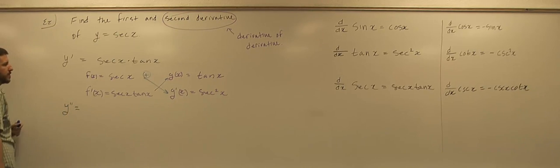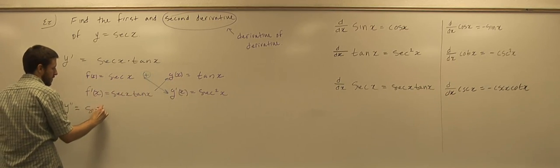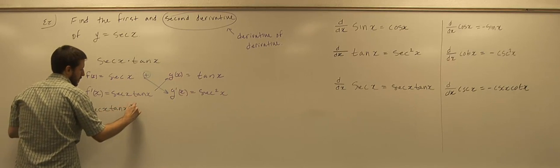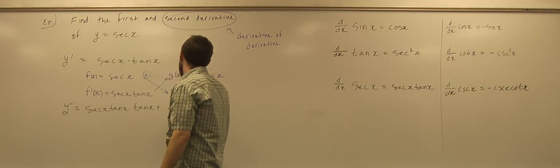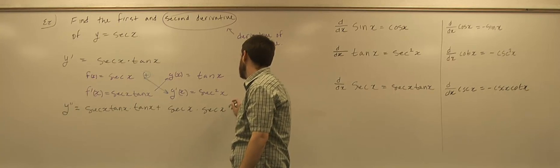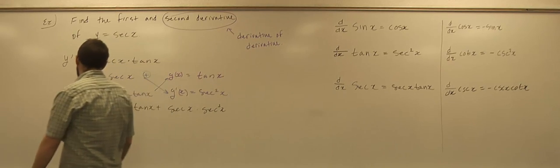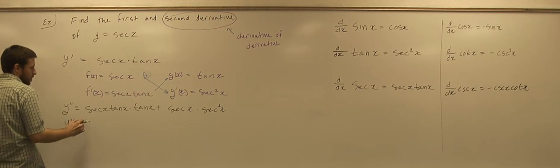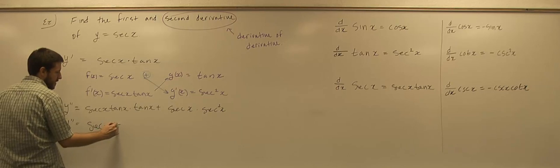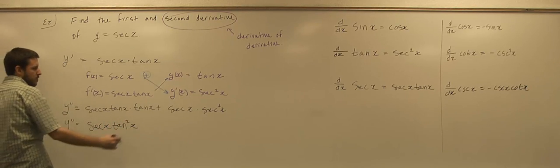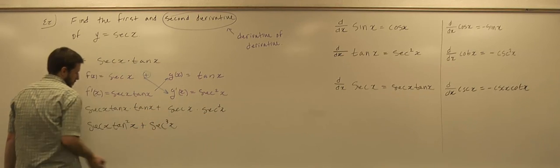So y double prime, the second derivative altogether, will have a secant tan times a tangent plus a secant x times a secant x squared. We can simplify this a little bit. I would multiply these tangents and get a tangent squared. Secant x tangent squared x plus secant times secant squared is secant cubed x. I'll leave it at that.